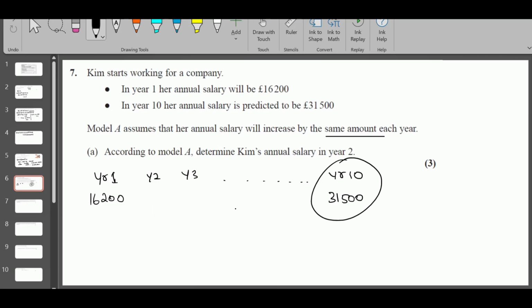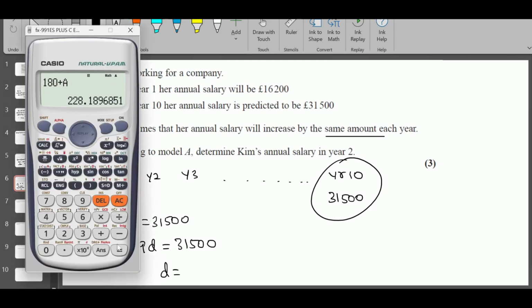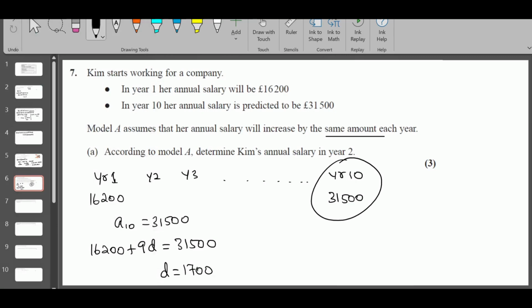You can write it as A10 is 31,500. The formula is a plus 10 minus 1 times common difference is this. Make d the subject. 31,500 minus 16,200 divided by 9 is 1,700. We got the common difference.